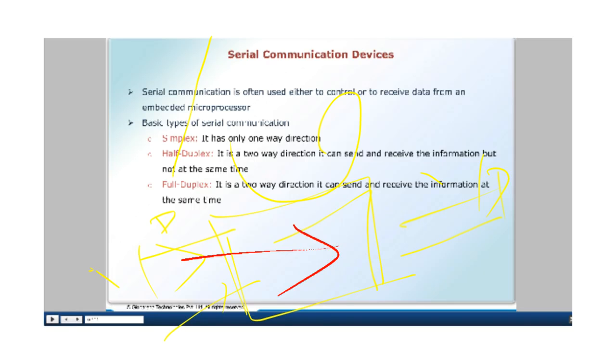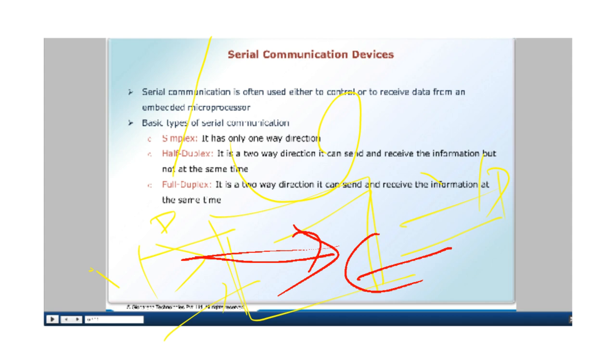Let us come to the half duplex. Half duplex means it is a two-way direction. It can send and receive the information, but not at the same time. We can send, we can receive the data, but not at the same time. That is known as half duplex.